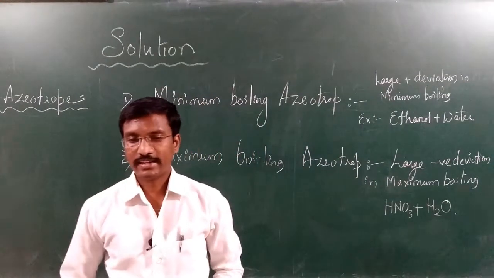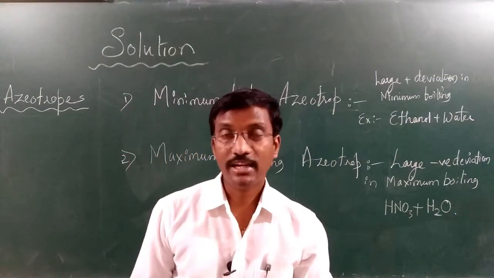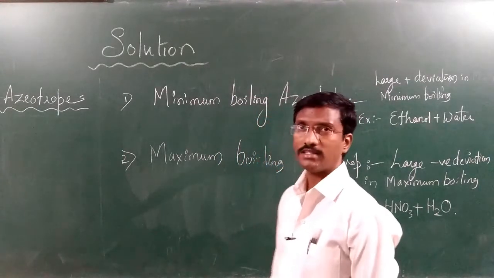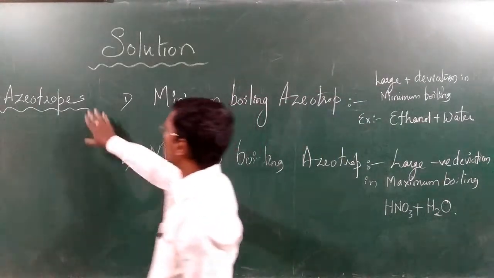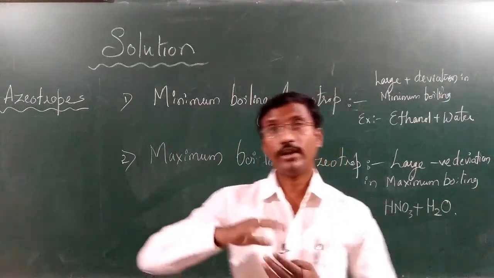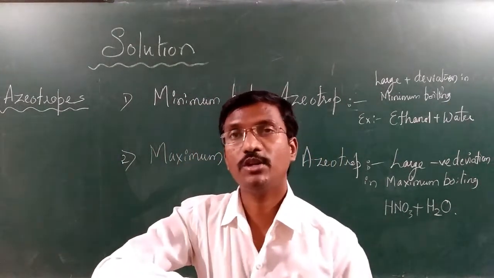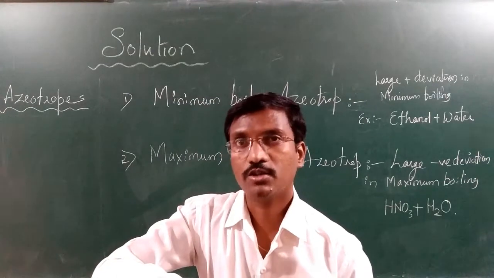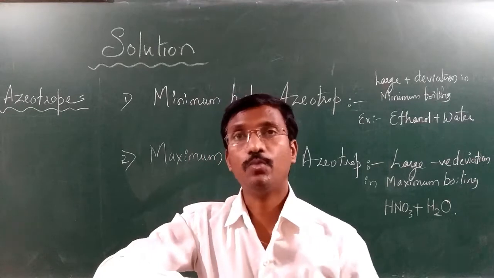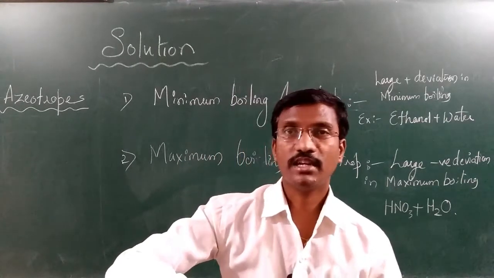So look here, this is the last concept for today: azeotrope. What is azeotrope? They will ask. Azeotropes are mixtures, compounds which undergo a deviation in composition. This deviation appears in two ways, that is by changing the temperature.